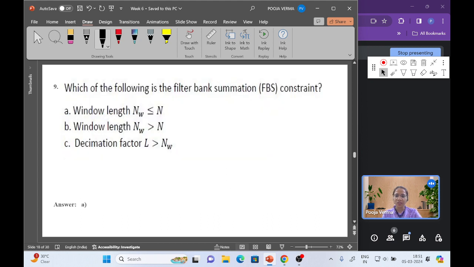Which of the following is the filter bank summation constant? Option A, window length NW less than or equal to N; window length NW greater than N; decimation factor L greater than NW, the window length. So which of the following is the constraint for the filter bank summation method? Does anyone want to answer this question? What is a constraint for the filter bank summation method?